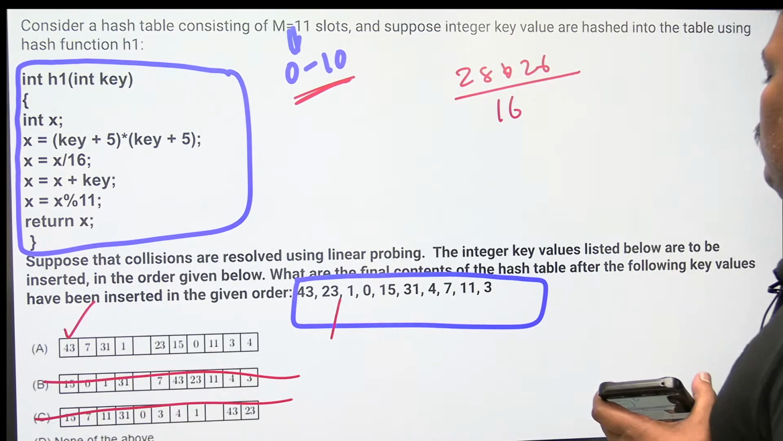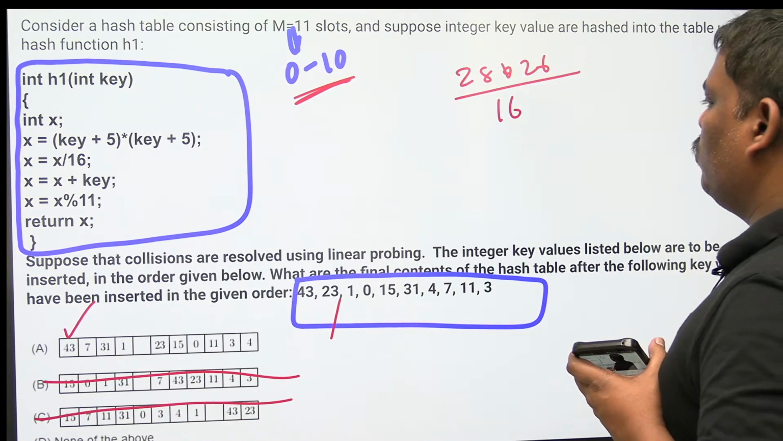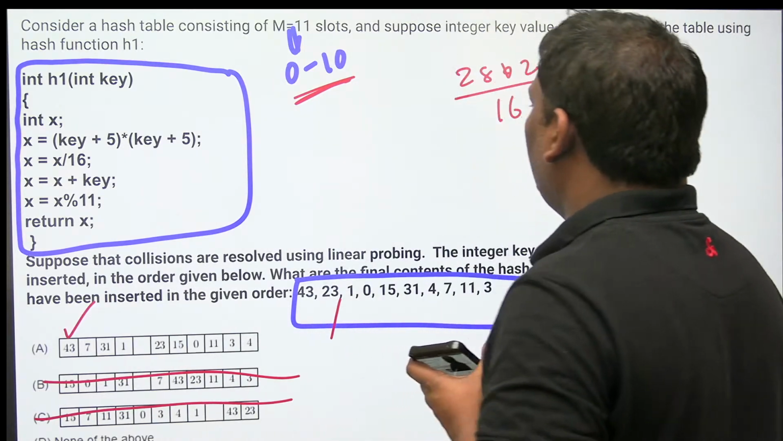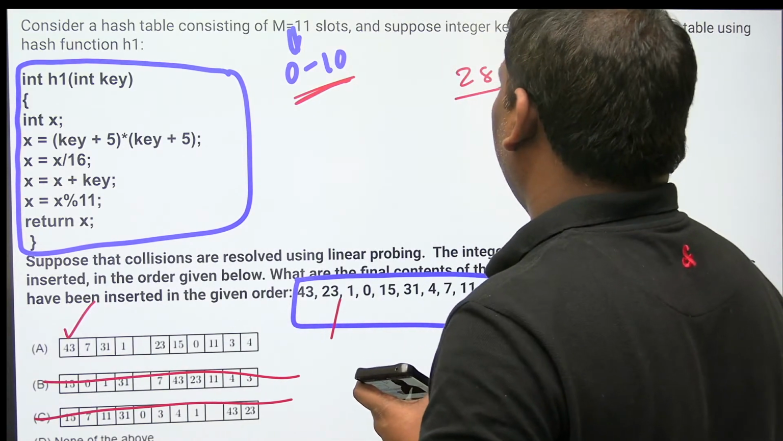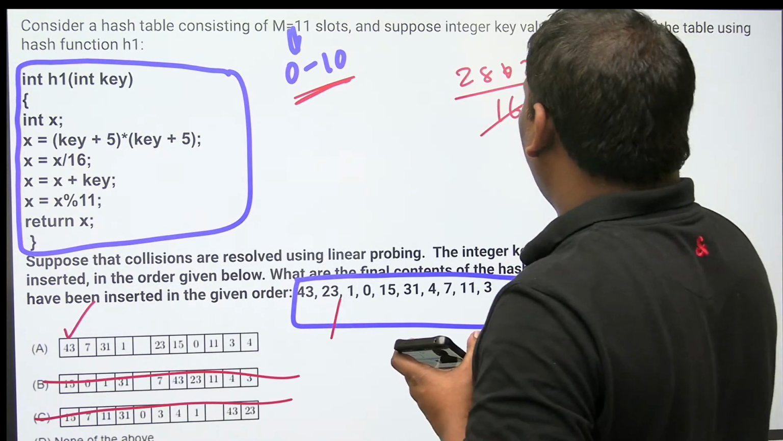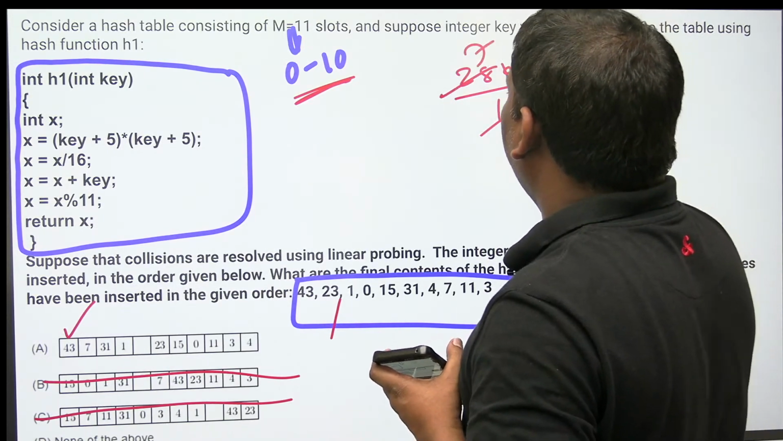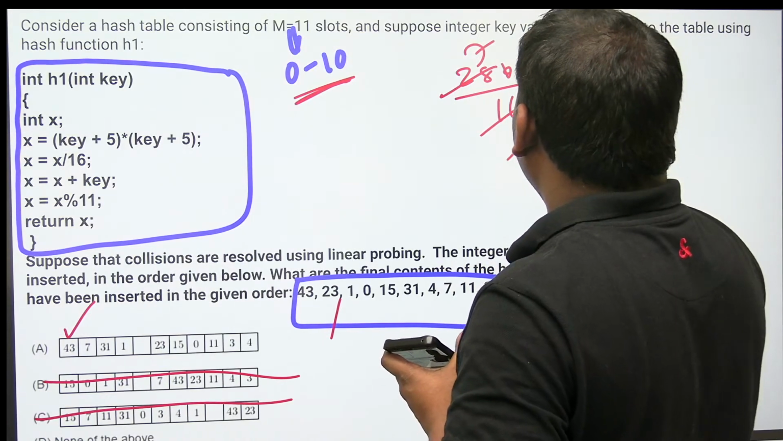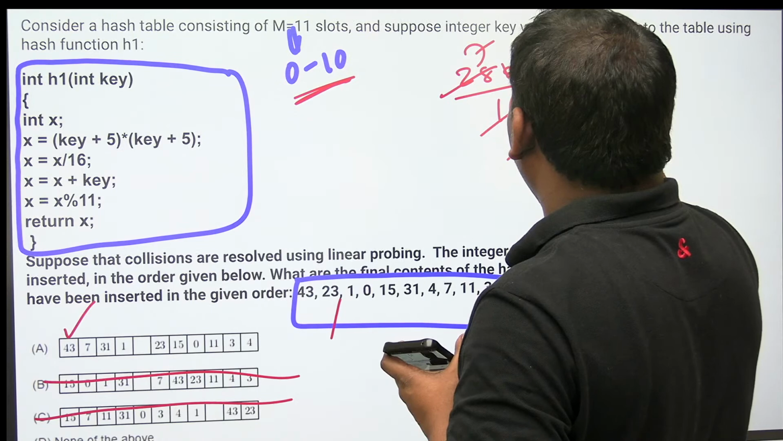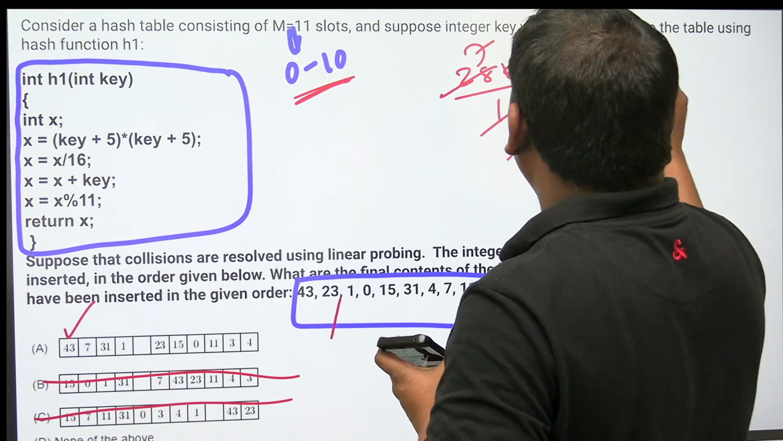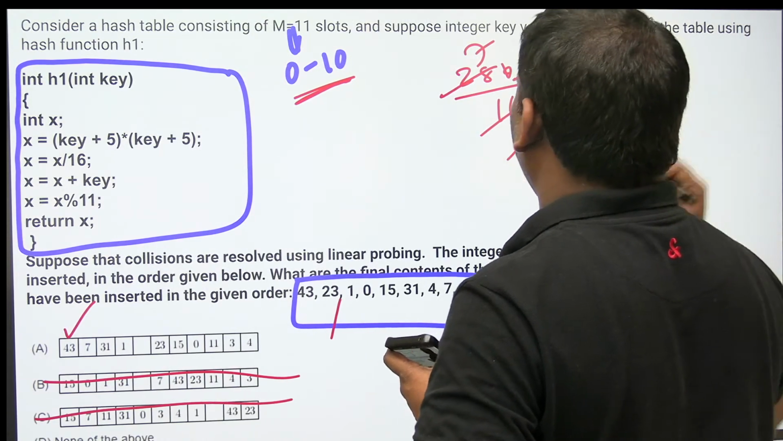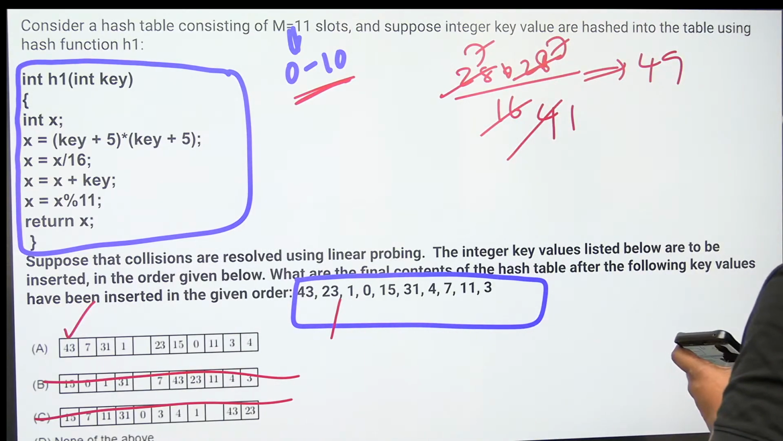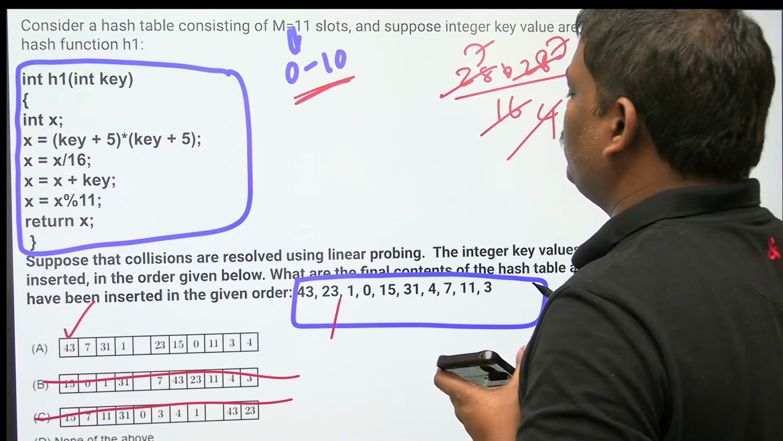So key value 23. 23 plus 5 is 28. 28 into 28 by 16. If you see 4 4s 16, 4 7s 28. 4 ones and 4 7s 28. It will become 49. Please verify. 28 by 16, 4 4s, 4 7s, 7 7s 49. So I think division is over.